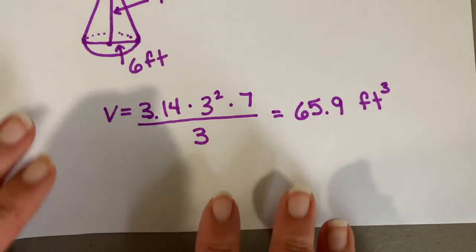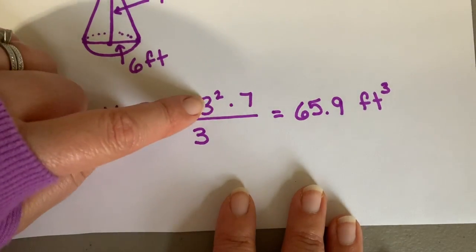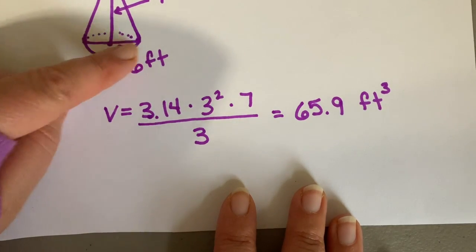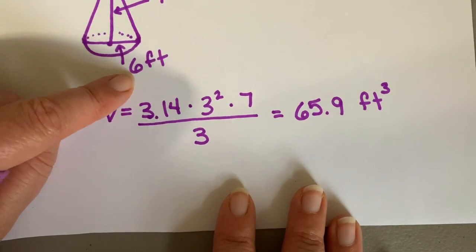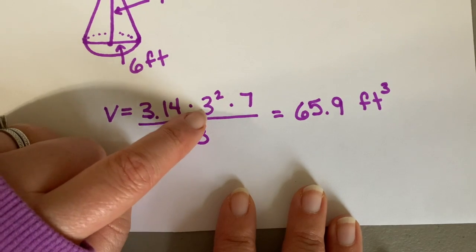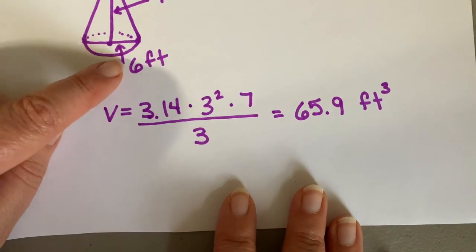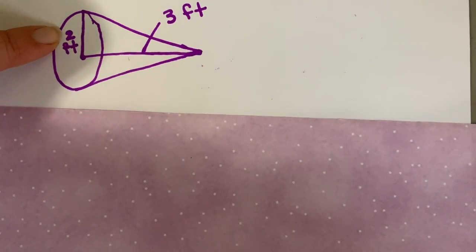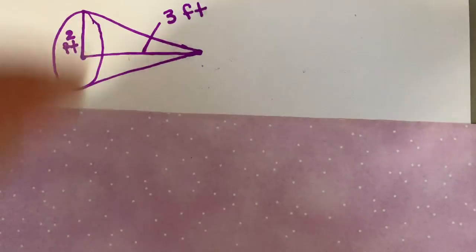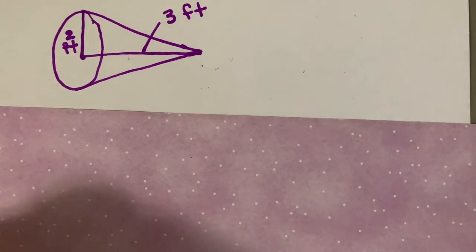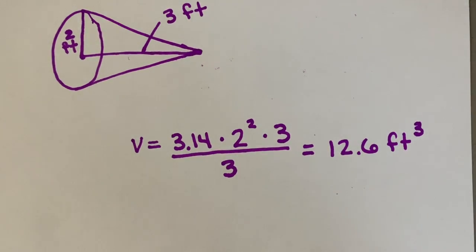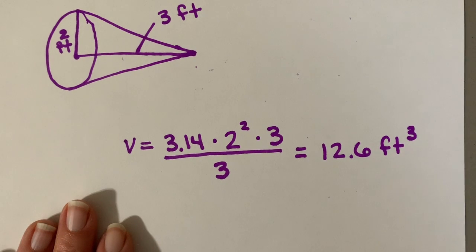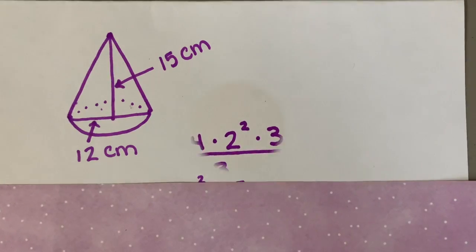65.9 feet cubed. If you got the wrong answer, you might have forgot to be aware that they gave you the diameter, and half of the diameter would be the radius of 3, not 6. This one, in case it's hard to see, that would be 2 feet, and this one would be 3 feet. And your answer is 12.6 feet cubed. Try this one.